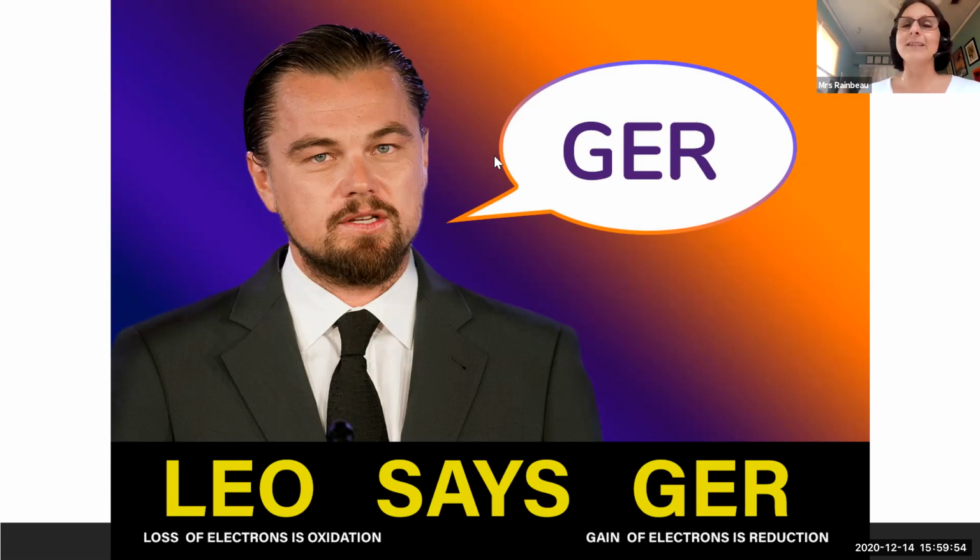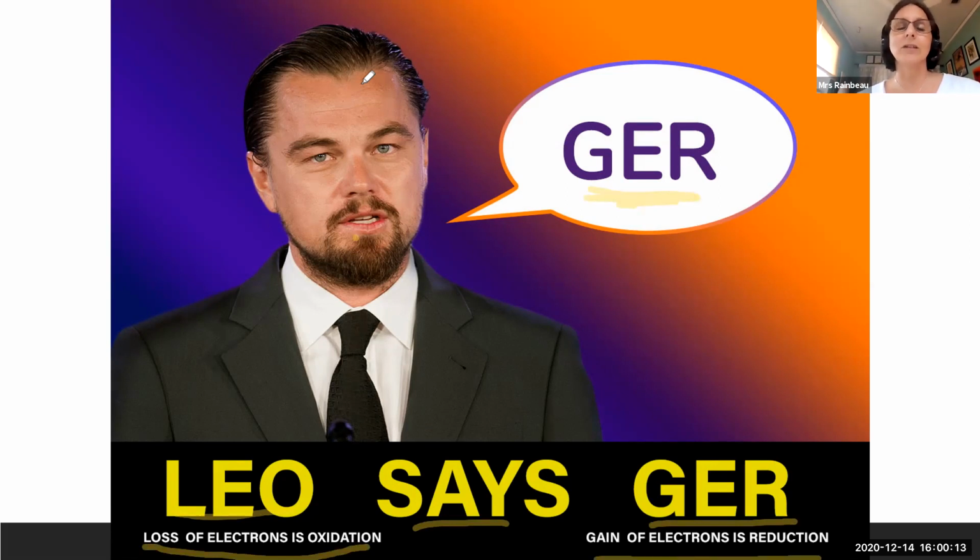So this is a nice way to remember the difference between oxidation and reduction. It says LEO says GER. And that's what Leo's saying. Look, he's saying GER. So LEO stands for loss of electrons is oxidation, and GER stands for gain of electrons is reduction.